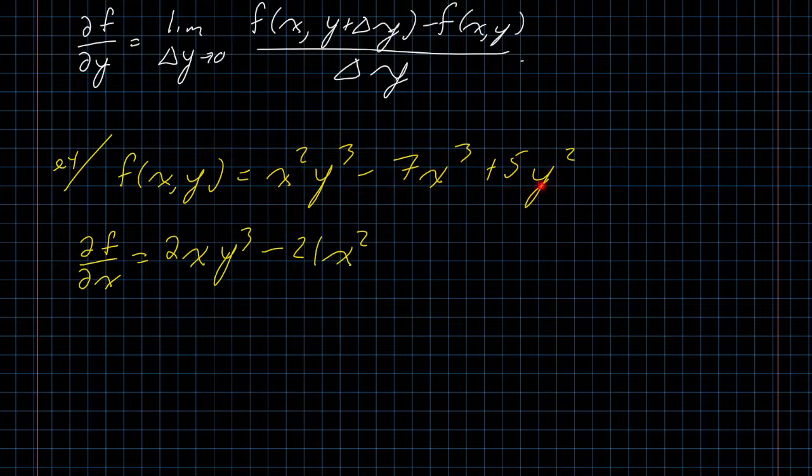And then my last term, 5y squared. When I'm taking the derivative with respect to x, that means that y is a constant. There is no x in this term. This is a constant term with respect to x. And the derivative of a constant term is 0.